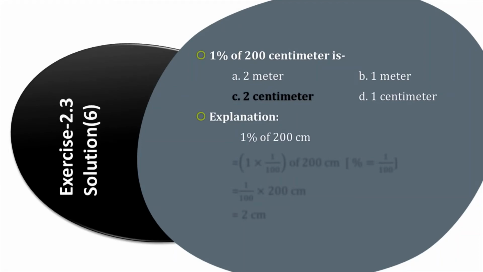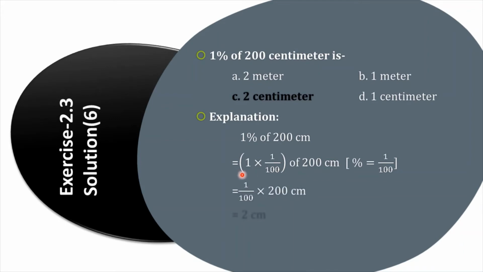1% of 200 centimeter, how can we write this? Let's see this in the second line, equals 1 divided by 100, because of this percentage sign we can write down 1 divided by 100. So 1 multiplied by 1 divided by 100 of 200 centimeter, and if we multiply 1 with 1, that means numerator with the numerator, we get 1 divided by 100 multiplied by 200. Because of the multiplication sign, if we reduce 200 by 100 we get 2 centimeter. That is our desired answer.